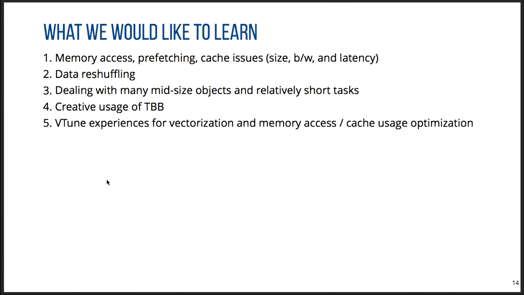So that's basically it. We are looking into various things: we care about memory accesses, prefetching, cache sizes, bandwidths, latencies, how to use the vectorization reports, how to use TBB creatively, how to deal with the very small objects we have in memory, and how to constantly reshuffle the data efficiently. That's more or less it. And I think in the last 3 days, most of these questions have been answered. We saw a lot of presentations on KNL, and today we saw presentations on VTune and how to look into particular memory objects and locations. So I think most of it is already answered.